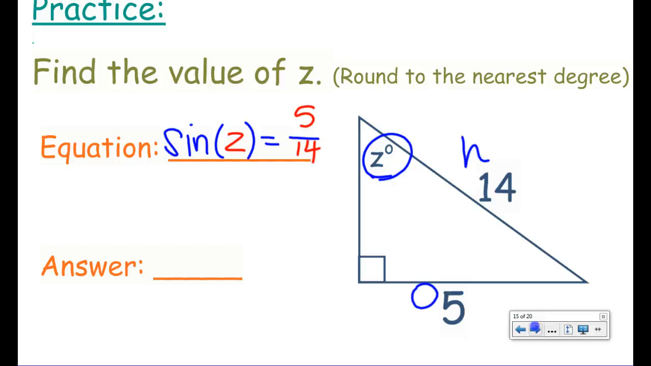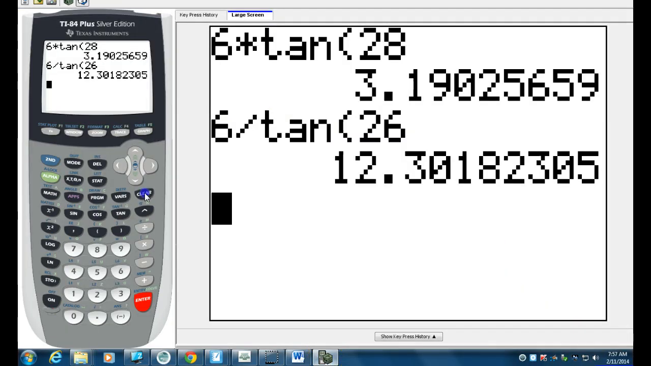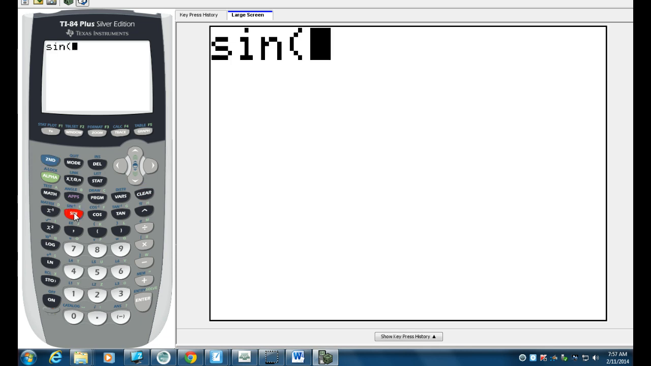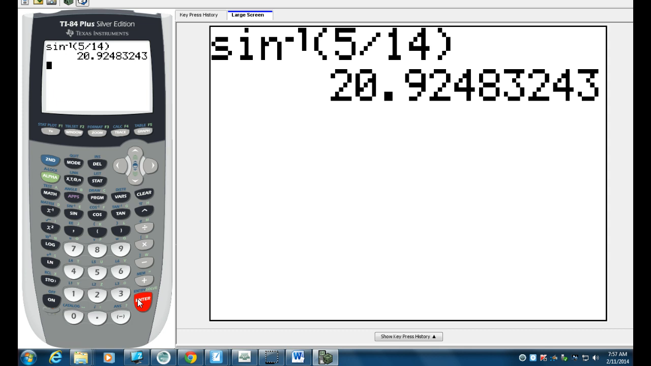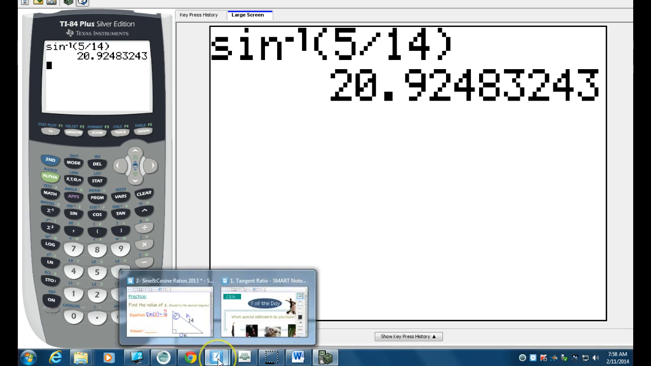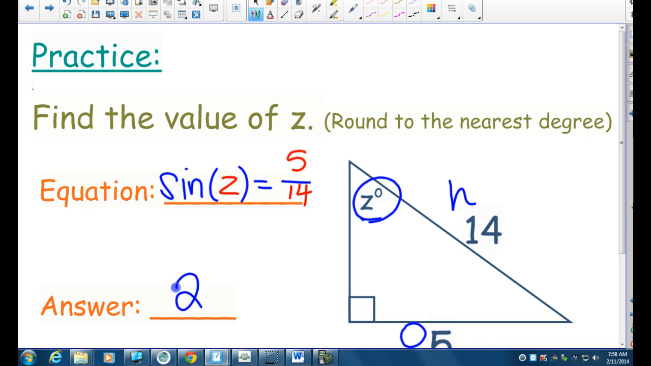Press second. So you go to your calculator. 5 over 14. You press second sine, not sine, but second sine. There you go. And then you put your fraction in. Opposite over hypotenuse. And angles, we normally round those to the nearest whole number. We usually don't round them to the nearest tenth. So the nearest whole number would be 21. Very good. So when you're trying to find an angle, you always press second. 21 degrees.